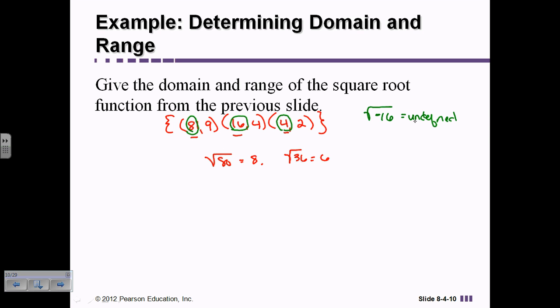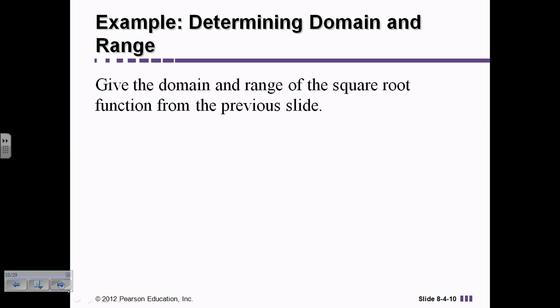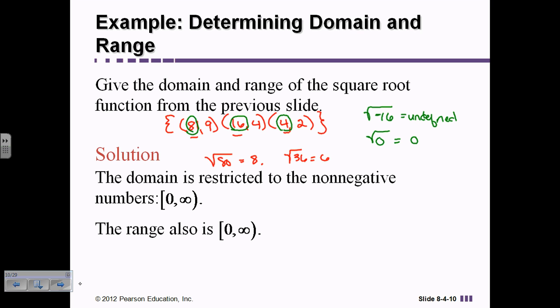So we're restricted. Now here's one more question. Can I take the square root of 0? Yes, the square root of 0 is 0. So the domain can be any number from 0 up. The domain is any non-negative number. So in interval notation, 0 is included and it goes to positive infinity.